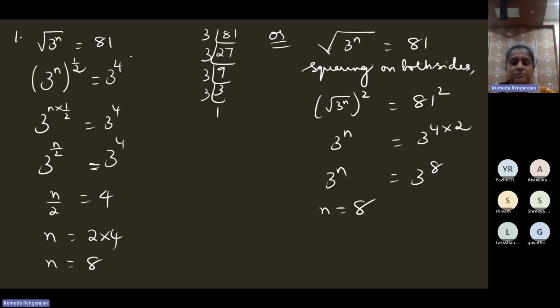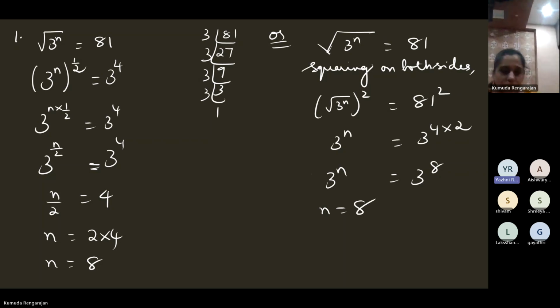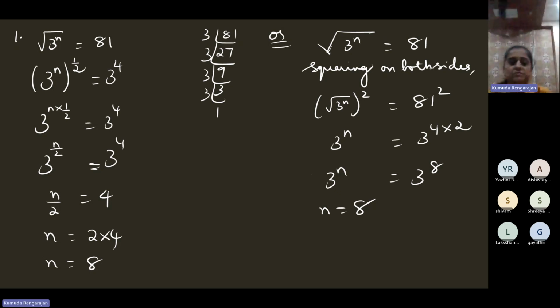Yeah, next one, the second one. We have 3 to the power x plus y is equal to 81. Ma'am, can you please go to the previous slide for a minute? Yeah. Thank you, ma'am. Yeah. Gotcha.